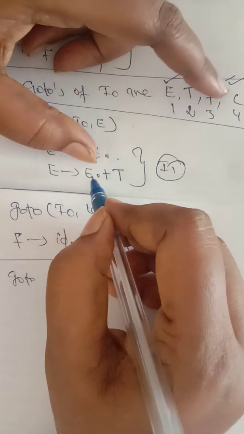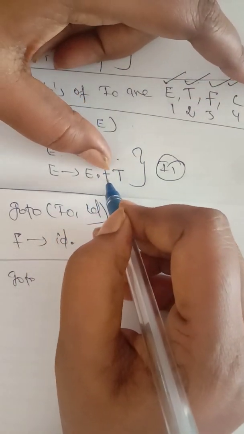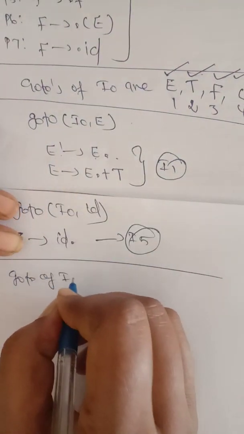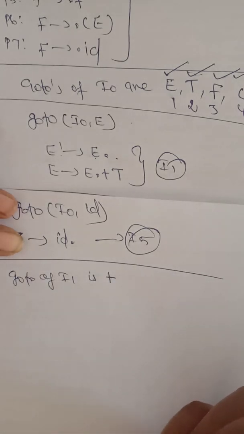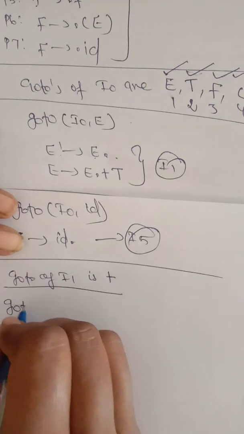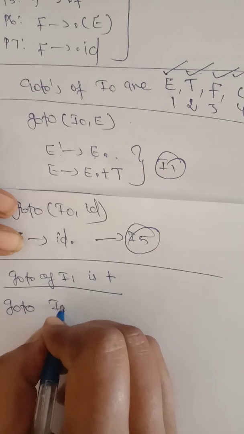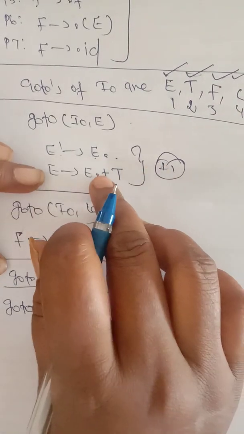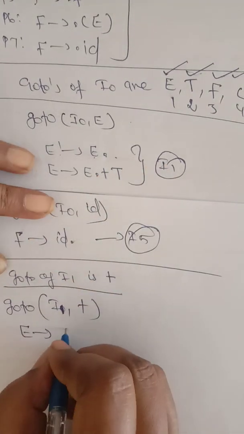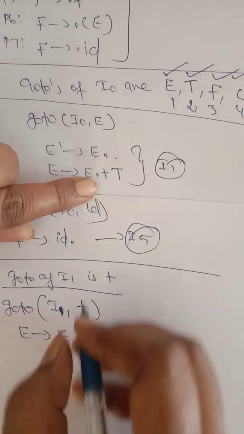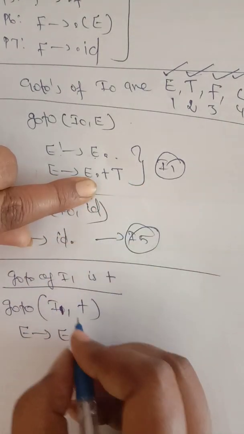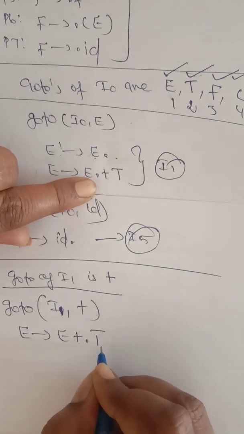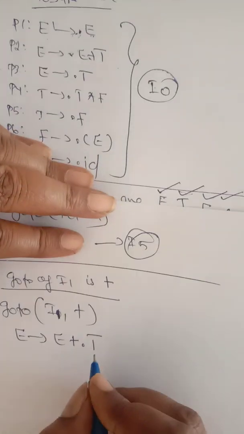And next, E comes to E dot plus T. After that, immediately we are having plus. So goto of I1 is only plus. So apply goto of I1 comma plus. Then where we are having plus? Here. So consider that production, E comes to E plus. Automatically the dot operator will move to the right side. So plus dot T. After dot we are having T, so copy that T production from I0.